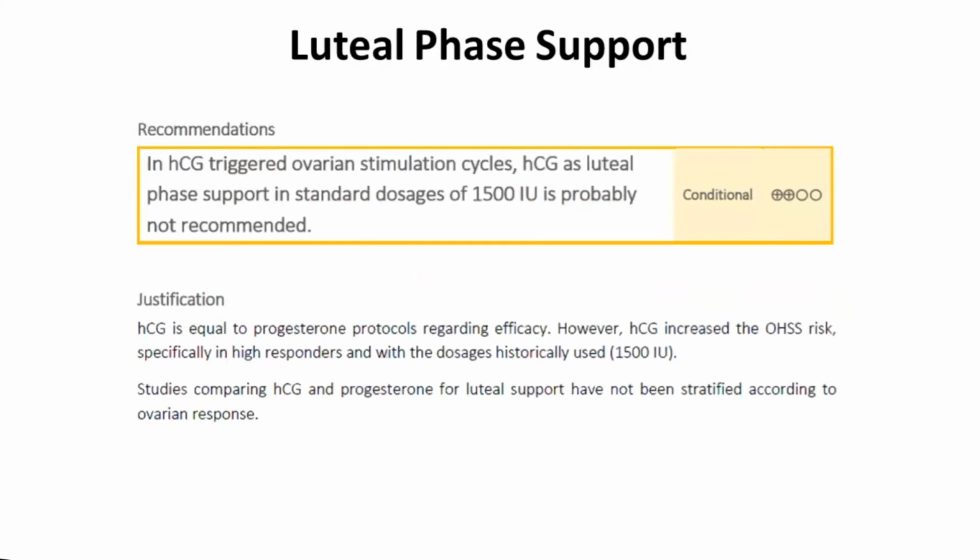HCG is equally effective to progesterone in doses of 1,500 international units, but it is not recommended because it increases the risk of late onset ovarian hyperstimulation.